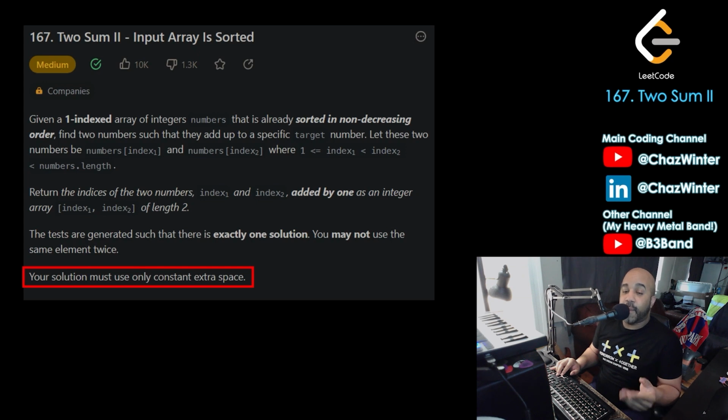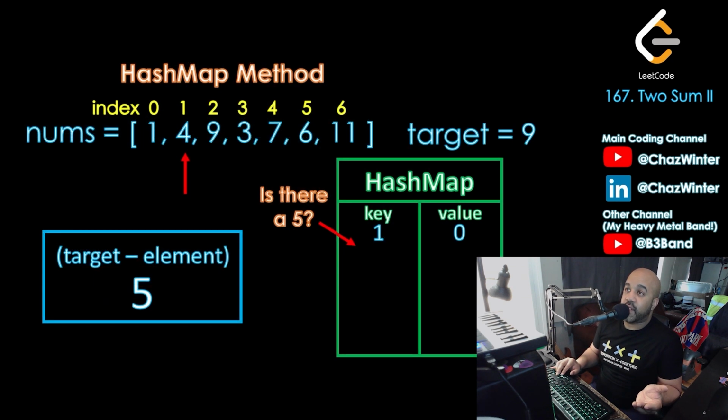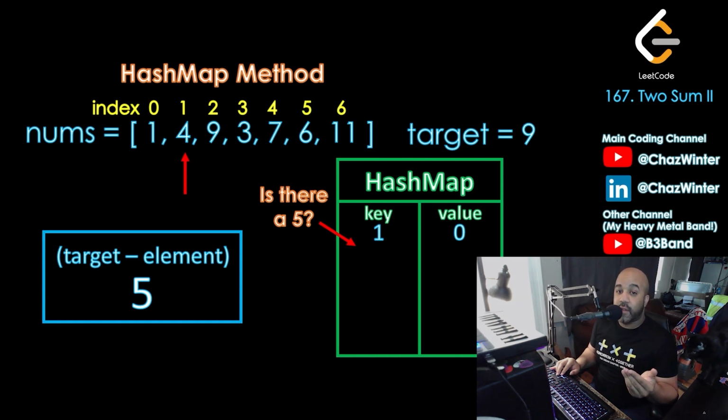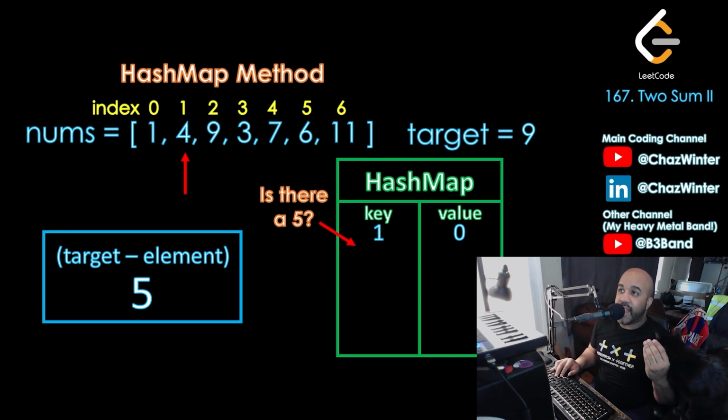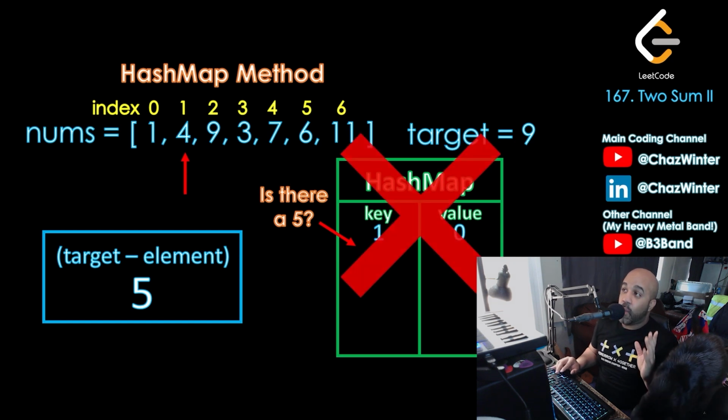So that's going to be different from the first Two Sum problem, which was the first LeetCode problem we did on this channel. In that problem, we used a hash map to store the keys and values, and that worked out great. The problem is now we have to use constant space, and a hash map is going to get bigger as our array size gets bigger. So it's going to be linear, big O of n, and we don't want that. So for this problem, we cannot use a hash map. We have to find another way.